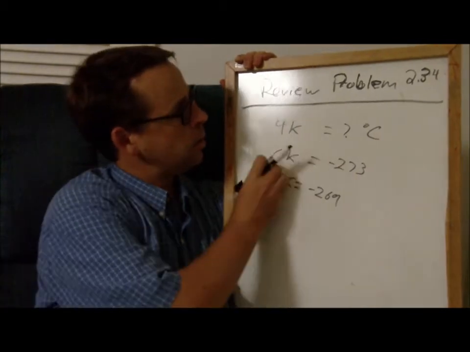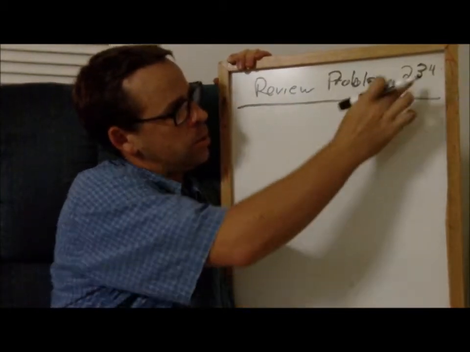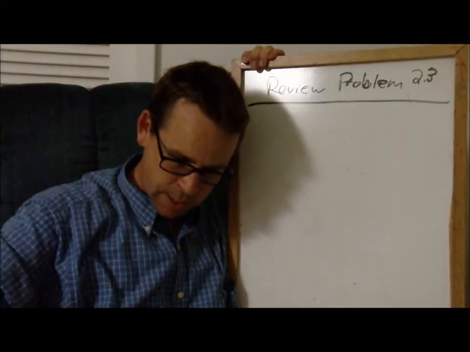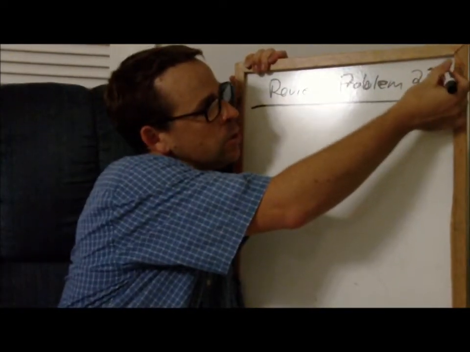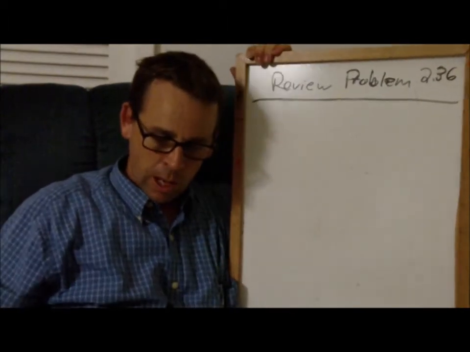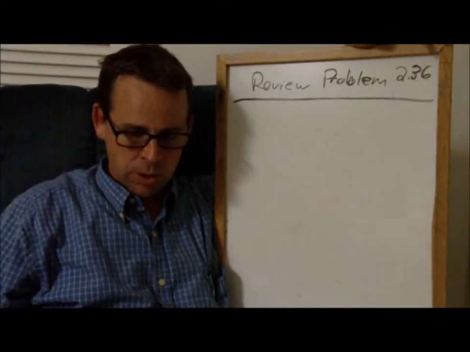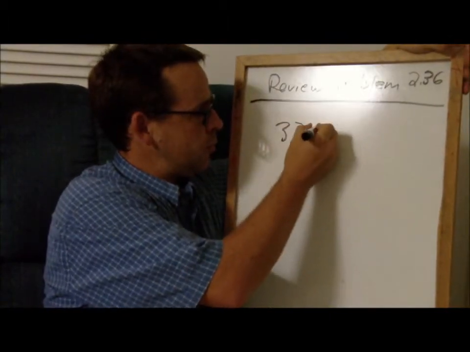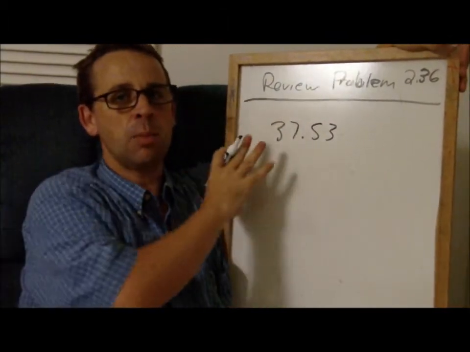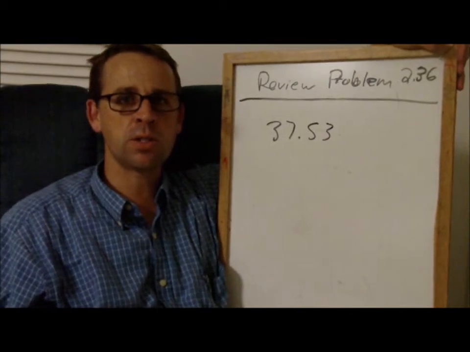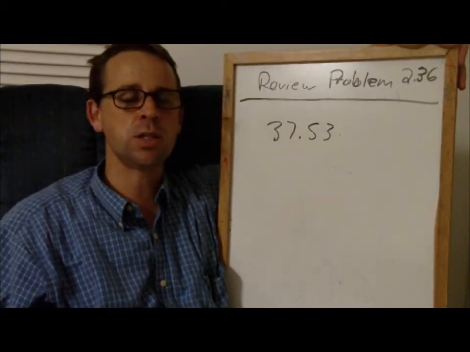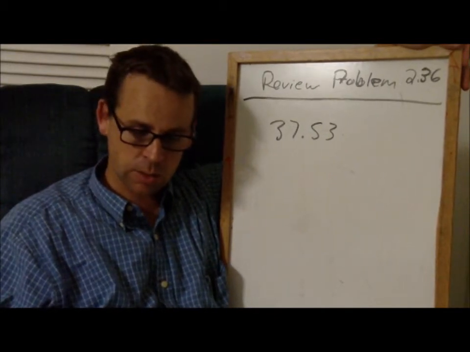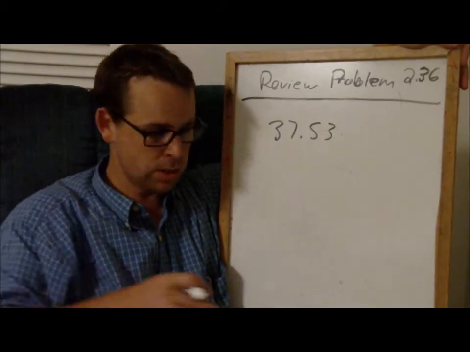Now we're on problem 236. How many significant figures do the following measured quantities have? 37.53. Any number other than 0 is a significant digit, and all 4 of those are numbers other than 0, so the answer is 4. There are 4 significant digits.